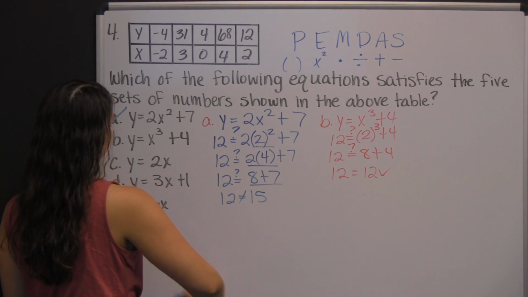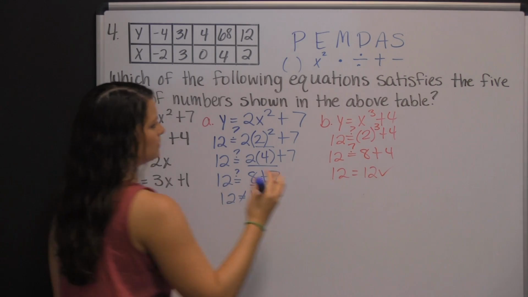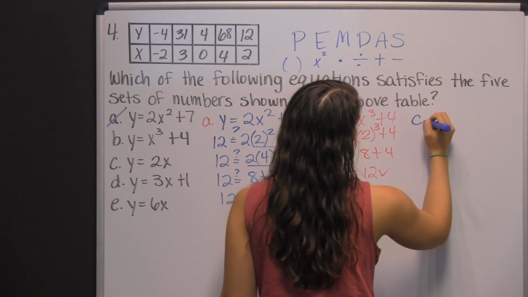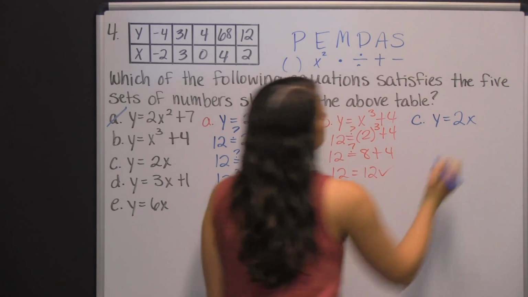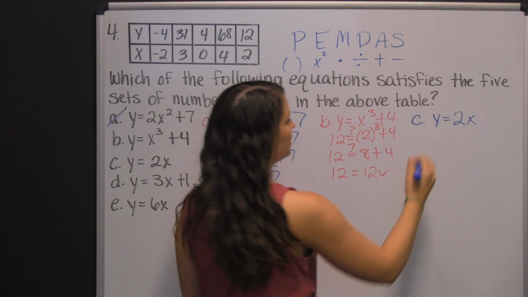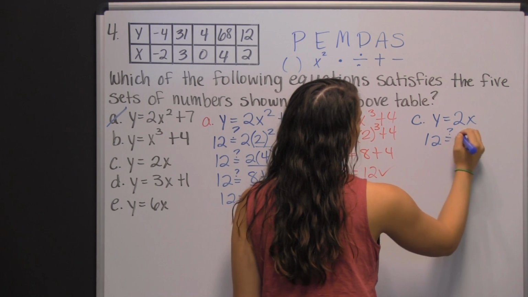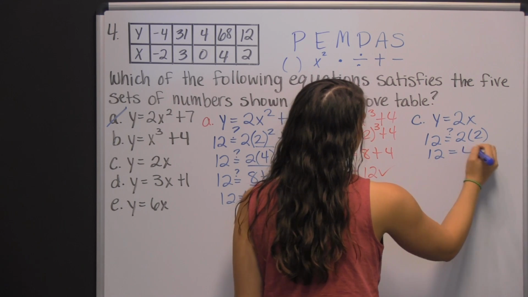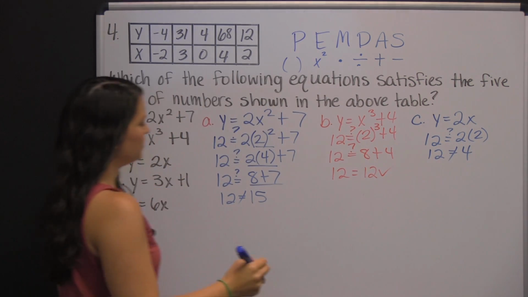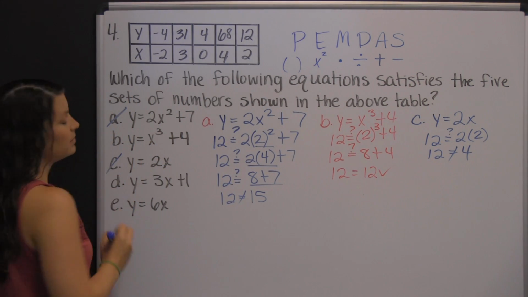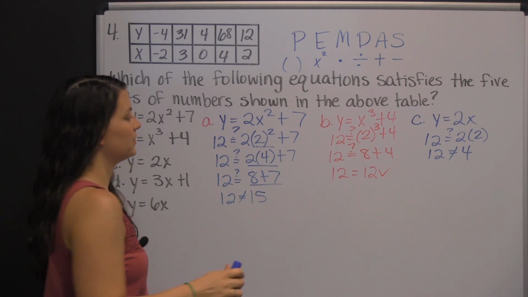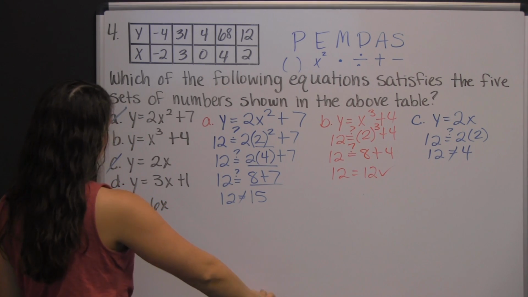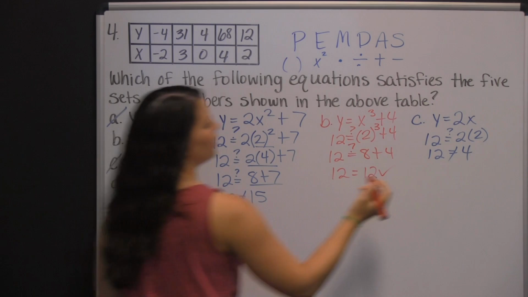Let's try C. Y equals 2x. Same x and y. So replace y with 12 and see if that equals 2 times x, which is 2. Well, 12 does not equal 4, which means we can eliminate that as a possible answer choice. Now let's try D. Y equals 3x plus 1.